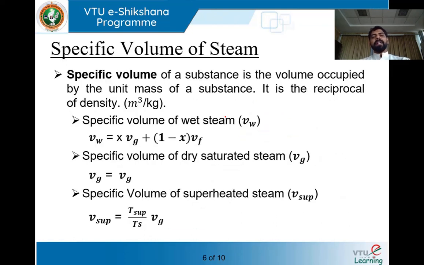Next, let us see one more property of the steam, which we call specific volume. What is the difference between volume and specific volume? Volume is nothing but the space occupied. Specific volume is the space or the volume occupied by unit mass of the substance. So the volume unit is meter cube, but the specific volume unit is meter cube per unit mass.